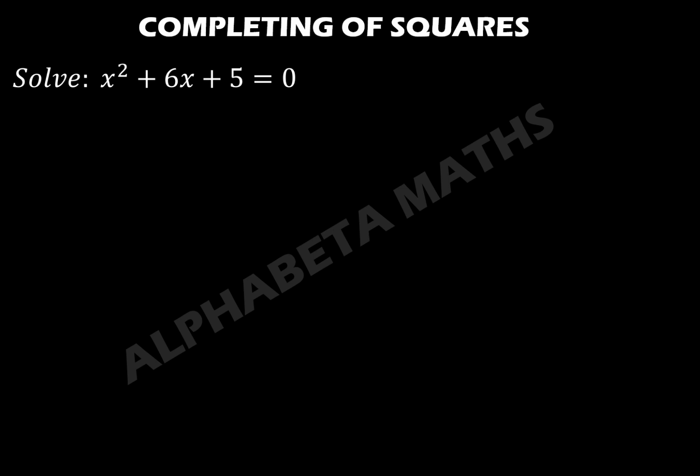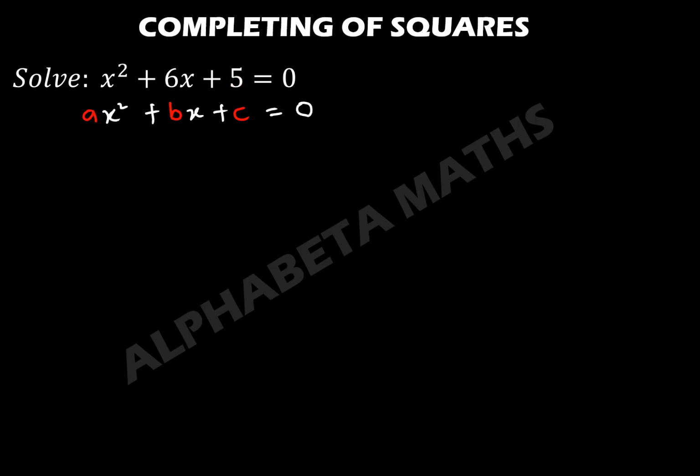This is how to solve quadratic equations using completing of squares. First of all, quadratic equations are in the form ax squared plus bx plus c equals 0, where a, b, and c are all constants, meaning they are numbers. So comparing this quadratic equation to the question, the coefficient of x squared is 1, that of b is 6, and the constant, which is c, is 5.